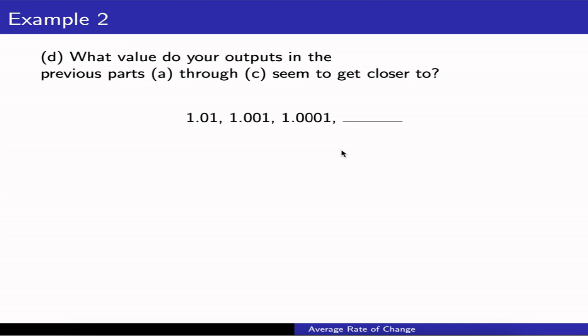And hopefully it's not too much for you to see that these answers, 1.01, 1.001, and 1.0001, all seem to be getting closer to 1. So for example 2D here, those outputs seem to be getting closer and closer and closer to 1. And this is going to be something we talk a little bit about in this course, and you'll see a lot in calculus as well.